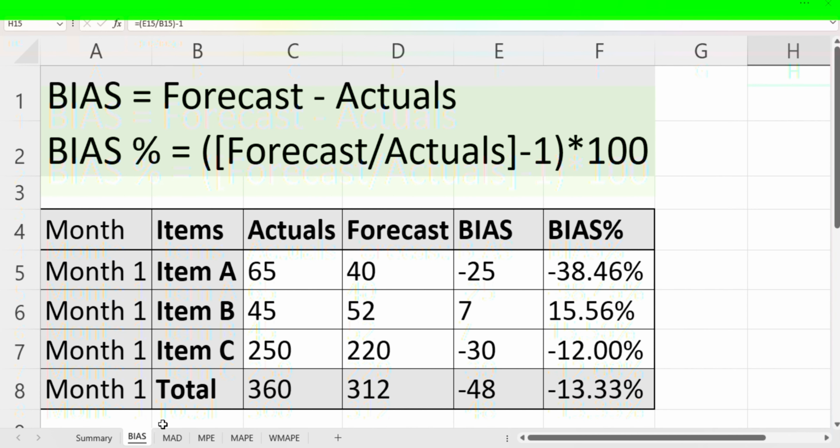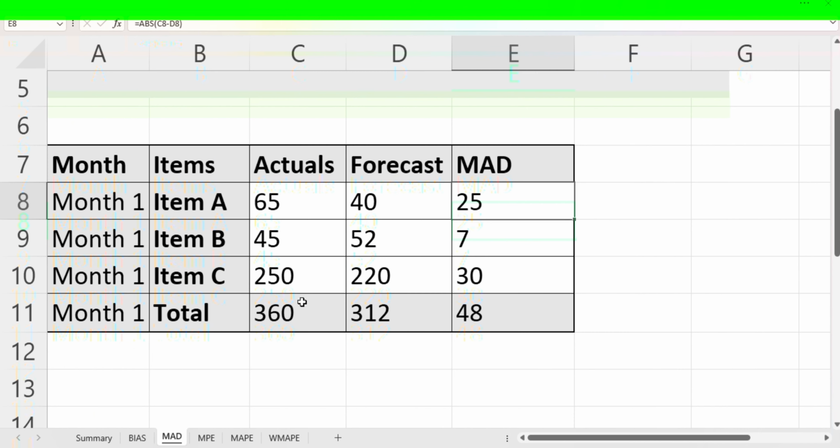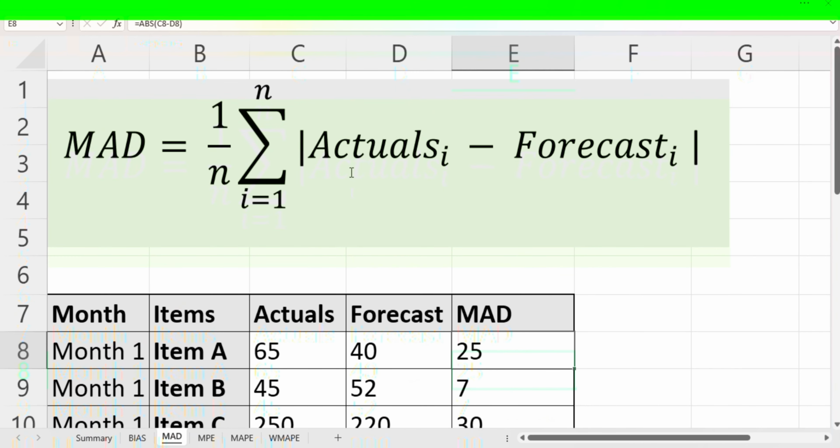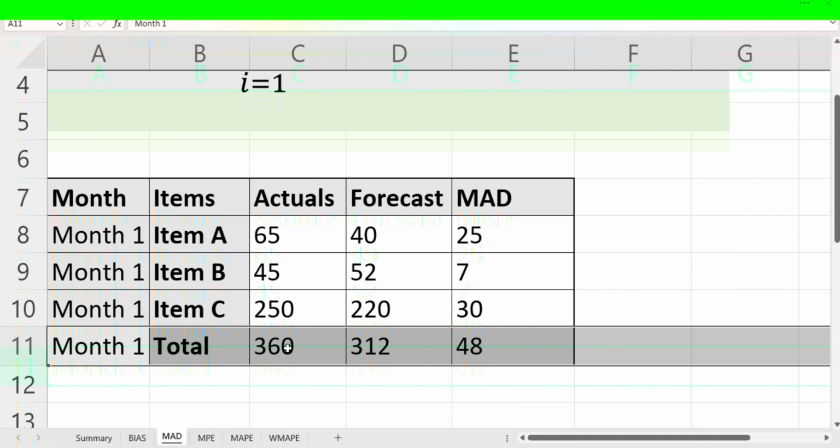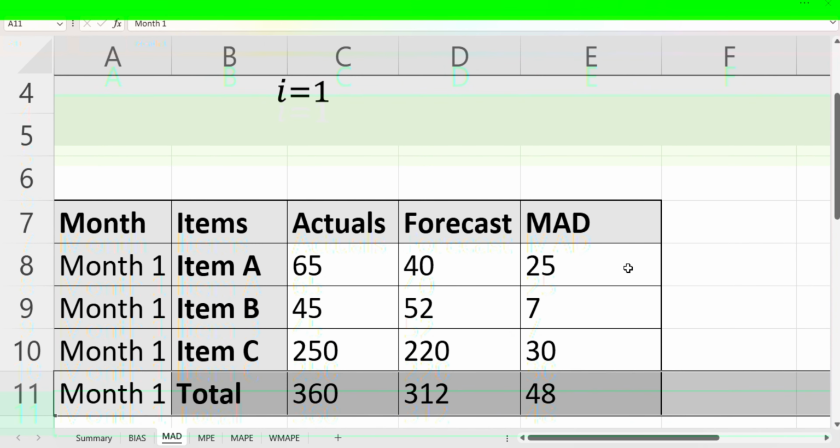Now let's talk about another metric called MAD, that is mean absolute deviation. You see on your screen the formula, actuals minus forecast. The formula is the same as we saw in the bias, but the only difference is we take the absolute value here. And I also put down the table that gives the MAD for all the three items. I kept the same forecast and actuals. And I also calculated the MAD for all three items together in line 11. Let me make it a little bigger so you can see that.